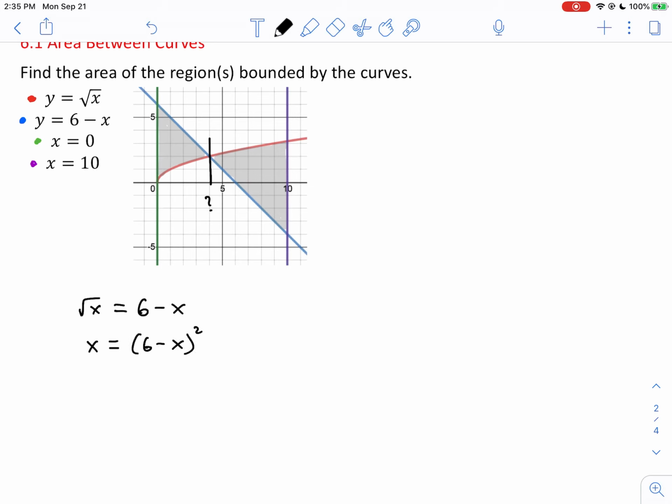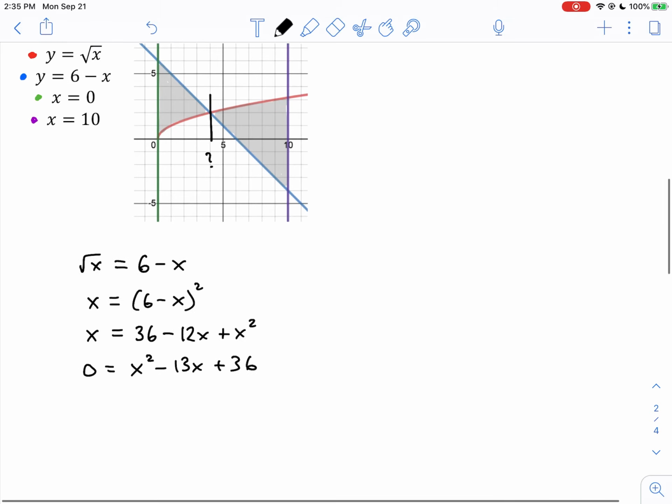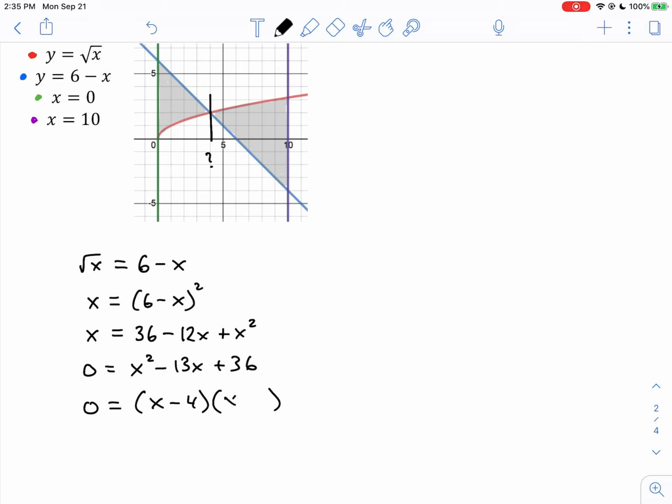Now be careful, you just don't distribute the square and do 36 minus x squared. You're going to have to FOIL to continue to solve this. We have 36 minus 12x plus x squared. Then I want to subtract this x over to the other side. So we get a 0 on one side, and I'll rearrange the order over here. We have x squared minus 13x plus 36, and then attempt to refactor this. Hopefully it factors. If not, you have to use the quadratic formula, but knowing that 4 is an answer tells me that this should factor with x minus 4 being one of the factors. The other factor is x minus 9.